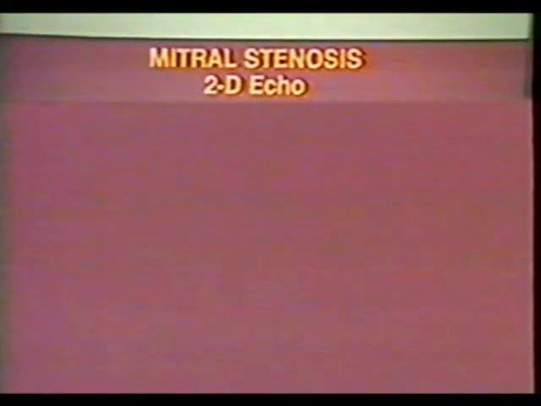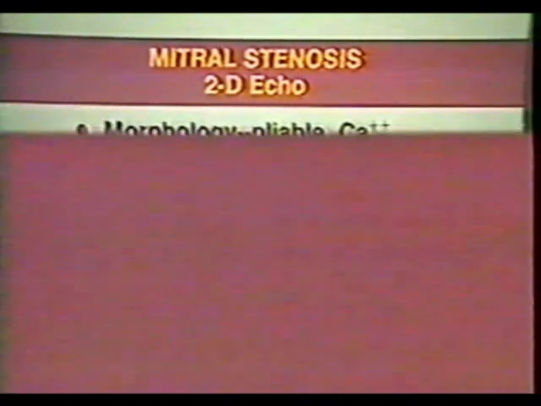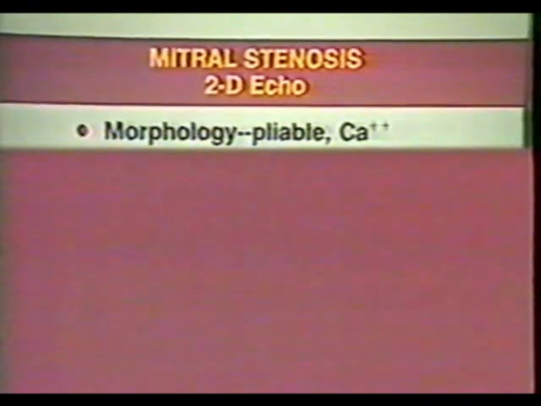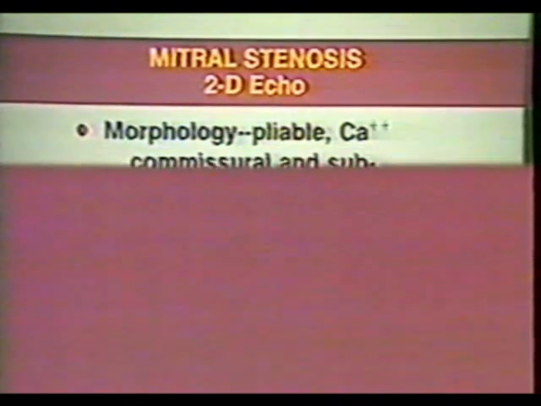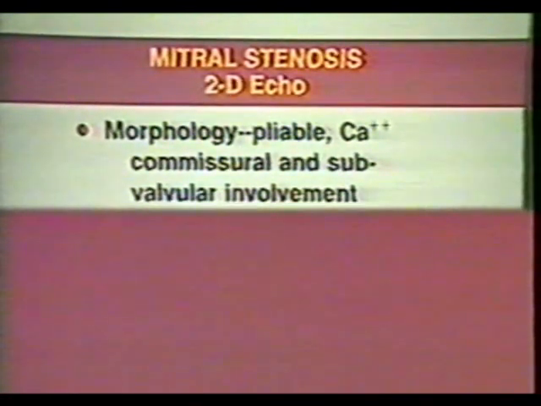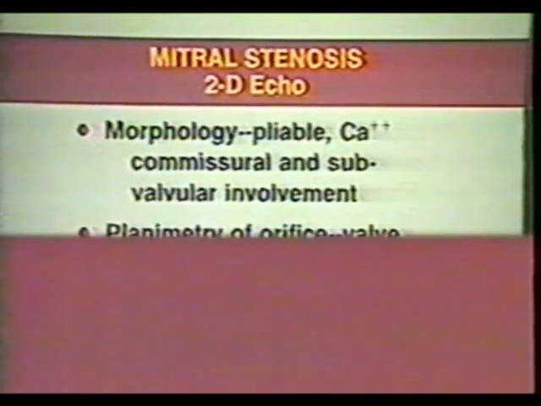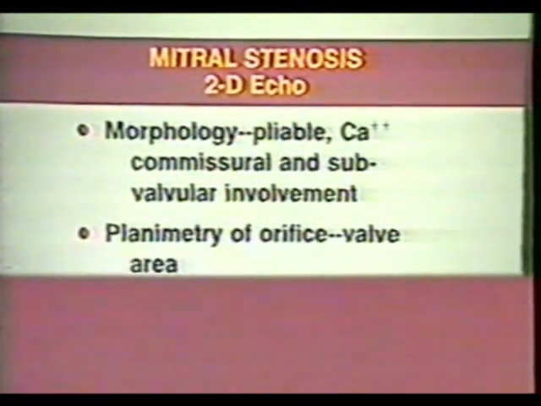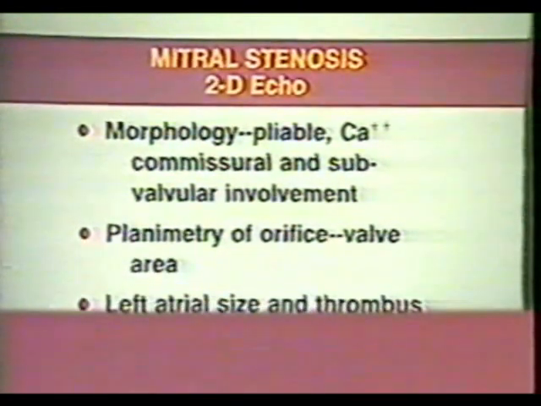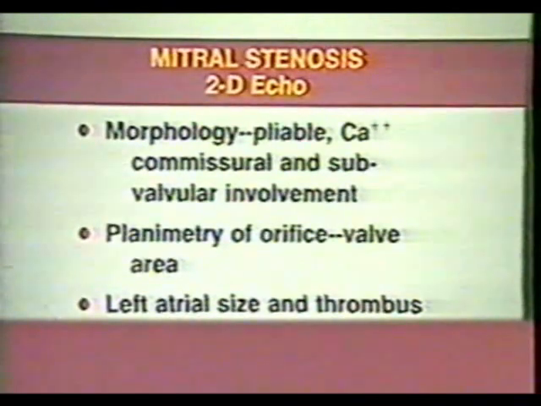For the patient with mitral stenosis, two-dimensional echocardiography allows us to assess the morphology of the valve. We specifically focus attention on leaflet mobility and calcification, and on the degree of commissural and subvalvular involvement. 2D echo also allows us to determine the mitral valve area by planimetry of the orifice. And we are also able to assess left atrial size and to scan the left atrium for thrombus.